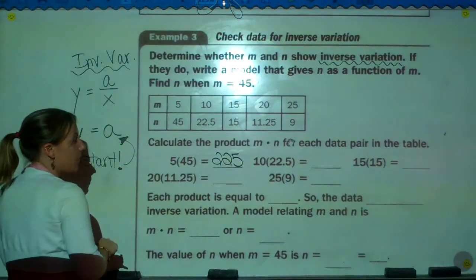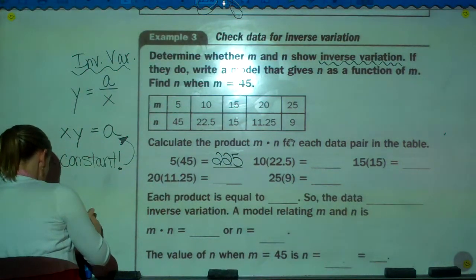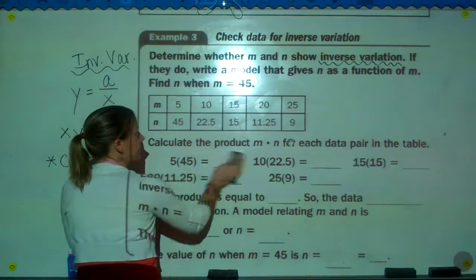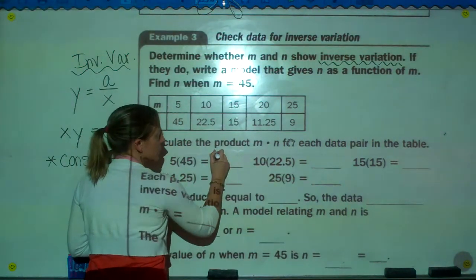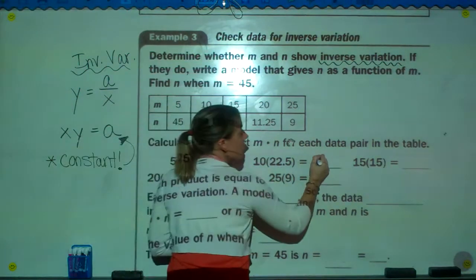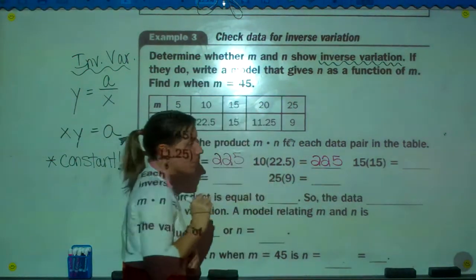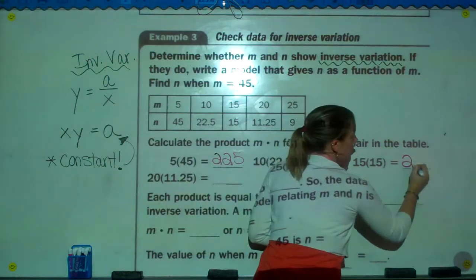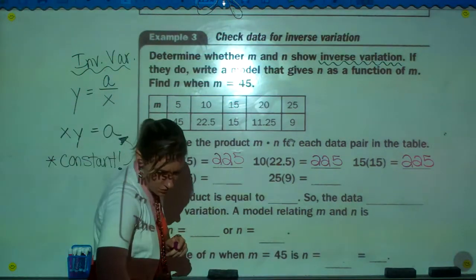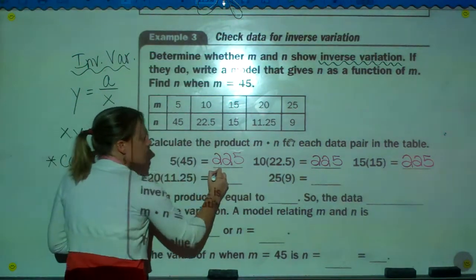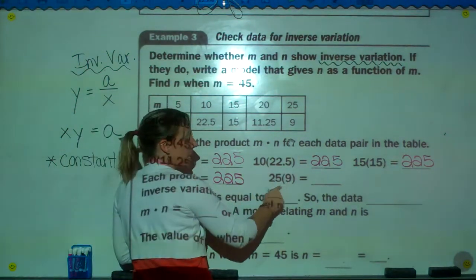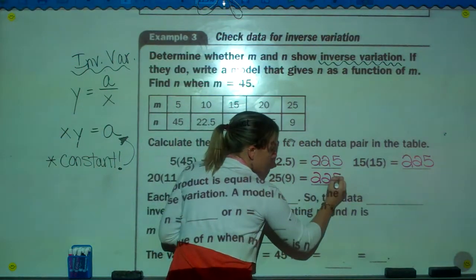225. Okay, well then what's, actually let me use a different color just so it stands out more. There we go. 5 times 45 is 225. Okay? 10 times 22.5 is also 225. 15 times 15, it's 15 squared, that's 225. 20 times 11.25, let's see, that's 225. And then 25 times 9, it's like saying you have 9 quarters, that's 225.